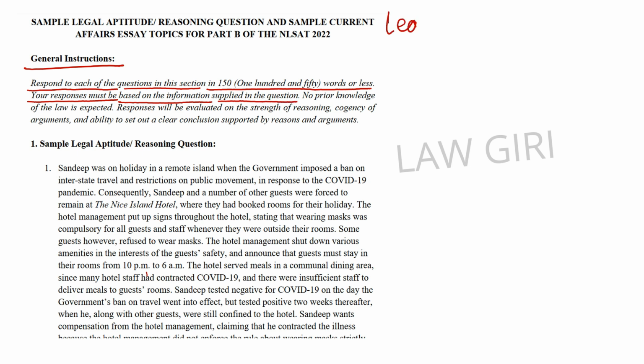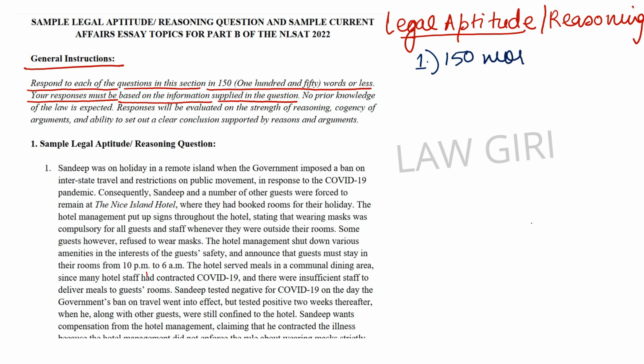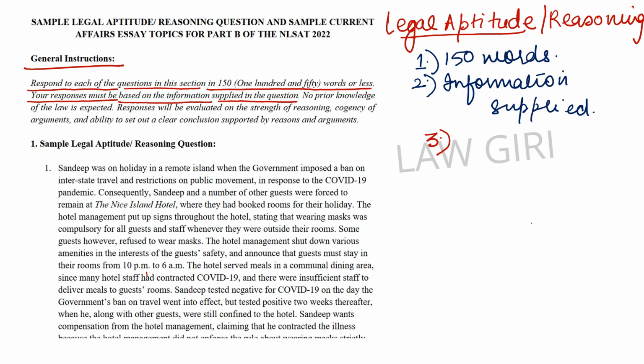Now, this is your legal aptitude or reasoning questions. What are they saying? Please make sure that we read the instructions very nicely. They are saying 150 words. We know that, but still we'll write it again. 150 words or less. Your responses must be based on the information supplied. When they say so, what they mean is that the law might be something else, but you have to keep in mind what law they have supplied to us, what they are saying. So that is what no prior knowledge of law is expected.